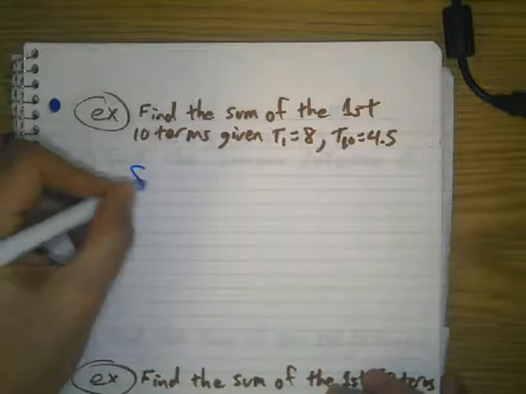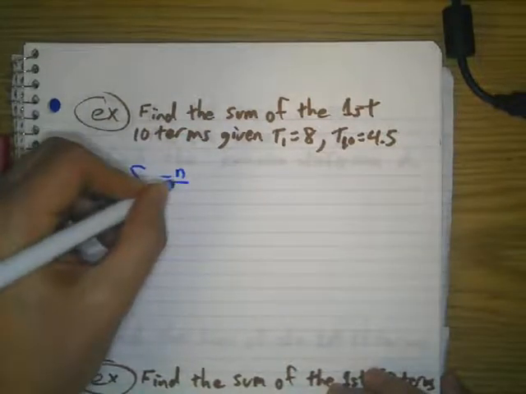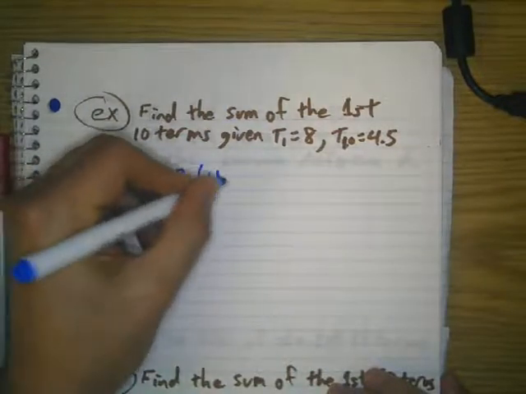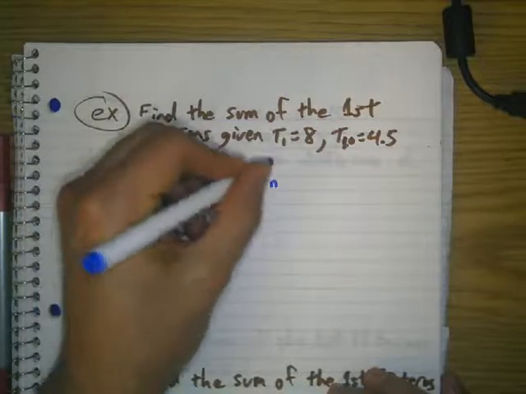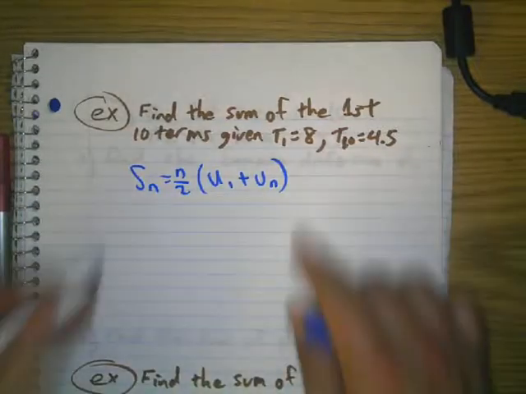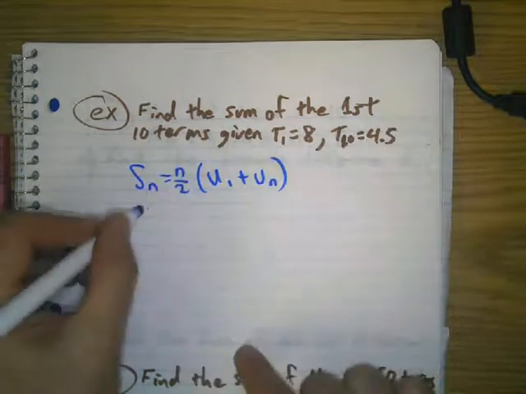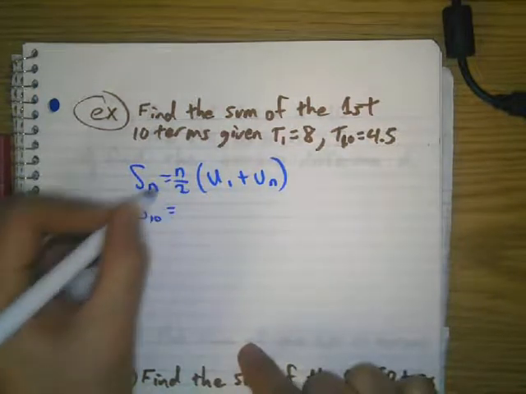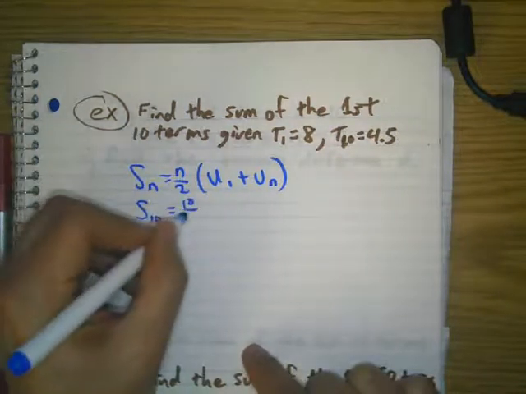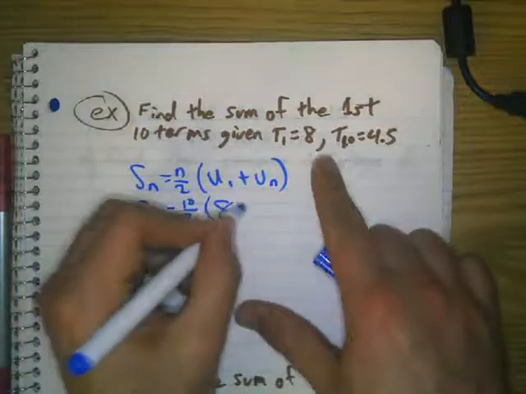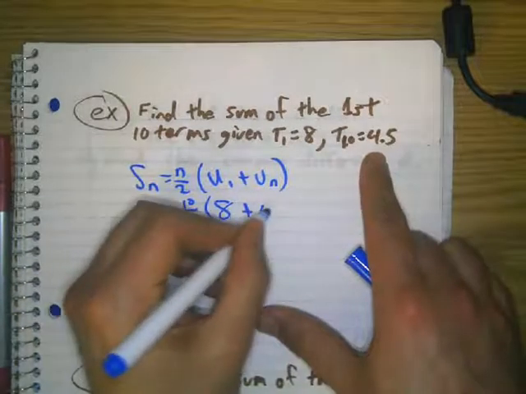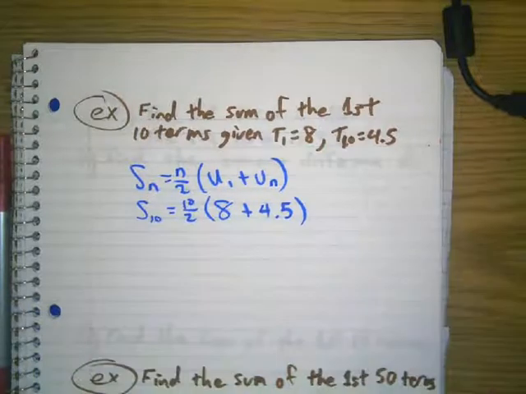S sub n equals n over 2 times (u sub 1 plus u sub n). All right, so n is 10. So we've got 10 over 2. The first term is 8. The 10th term is 4.5. All right, let's do it.